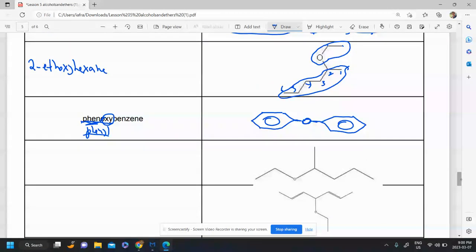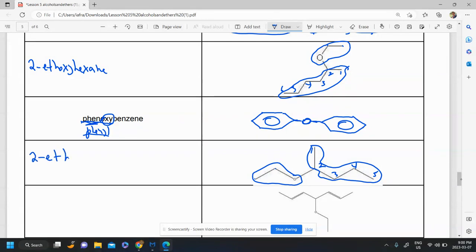Okay, so our longest chain here looks like it's going to be this one over here. We have 1, 2, 3, 4, 5. And our alkoxy group is this one here with 2 carbons. That's on carbon number 2. So it's 2-ethoxy. And then pentane.